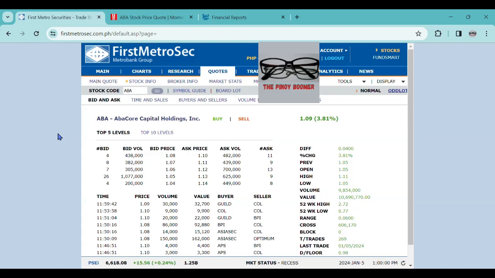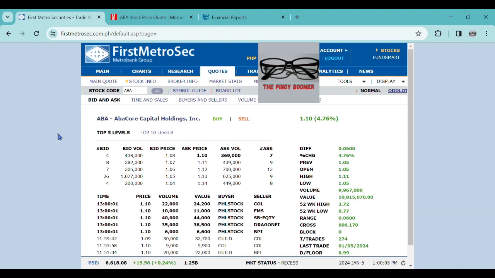And finally, we will see if that stock's return on capital is 5% and above. Okay, so these are the three criteria that we will be using to determine our stock picks. For this example, we will be looking at Abacor Capital Holdings, or ABA for its stock ticker.